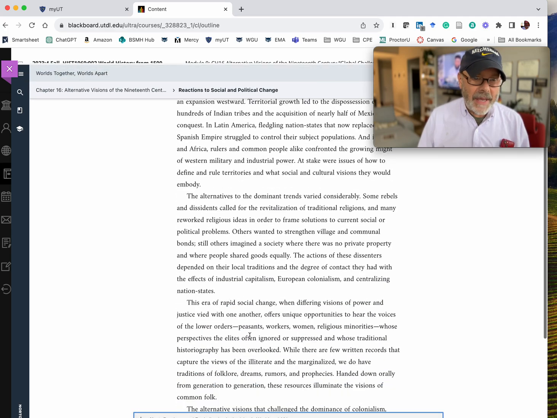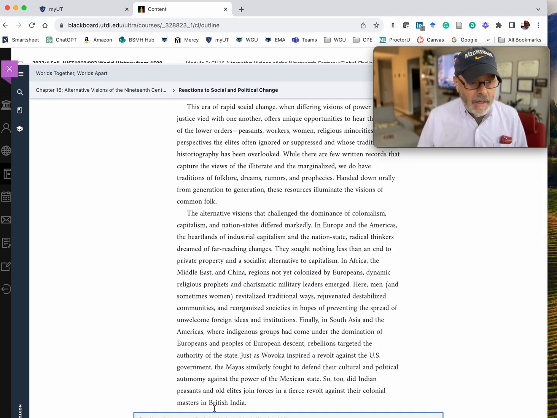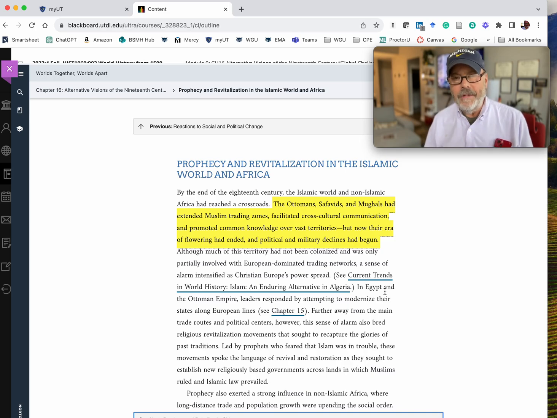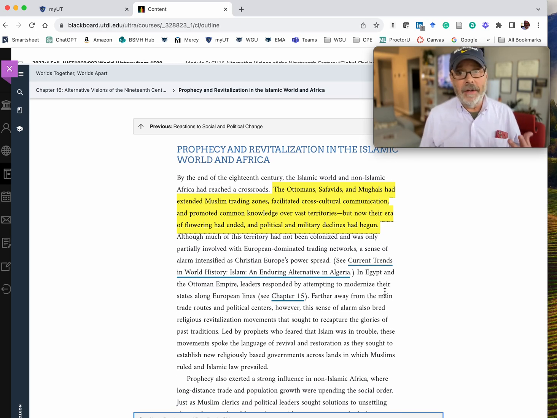But really, when we get into the meat of it, it talks a lot about these alternative views, because people are starting to see industrialization and capitalism and the effects of it, and they don't like it because it makes the old ways less relevant. It starts to marginalize the old ways of doing things.